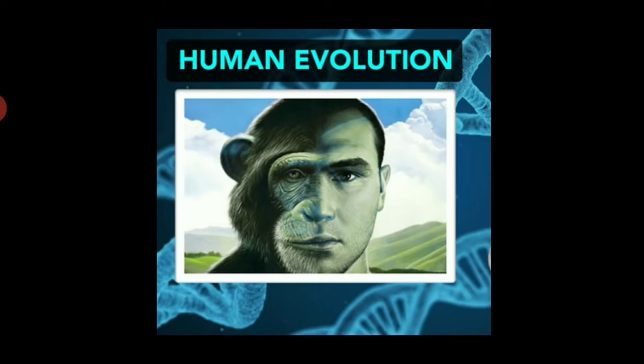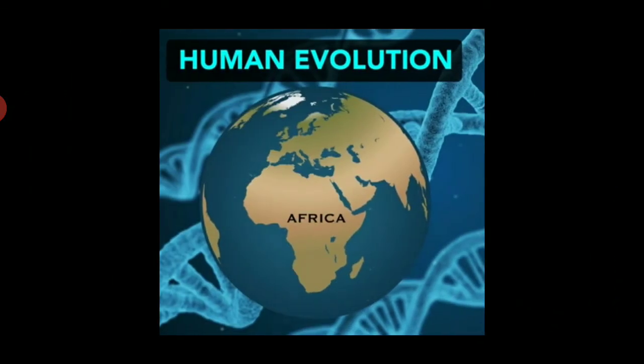When we trace human evolution, we find that our ancestors belonged to Africa. They all migrated to different parts of the world and settled in different regions. The human being's scientific name is Homo sapiens. Homo means genus and sapiens means species.